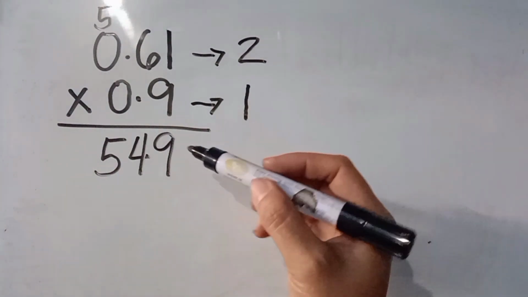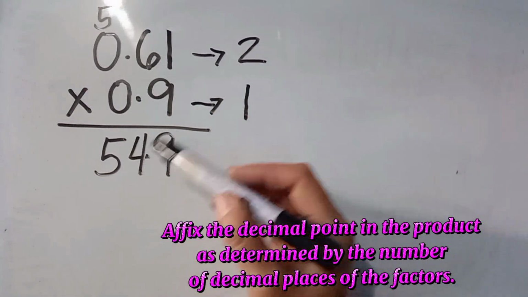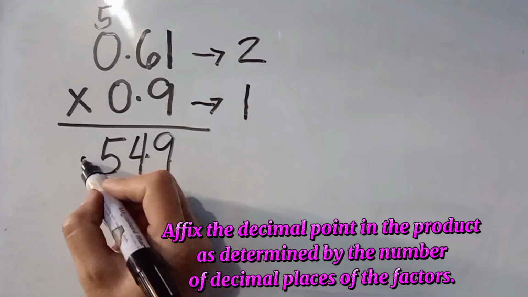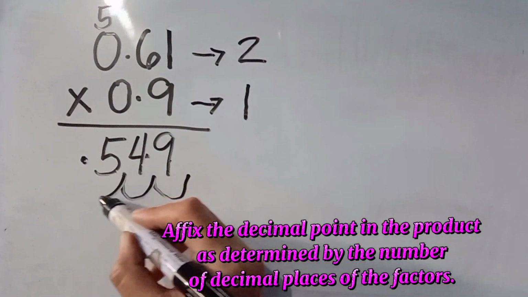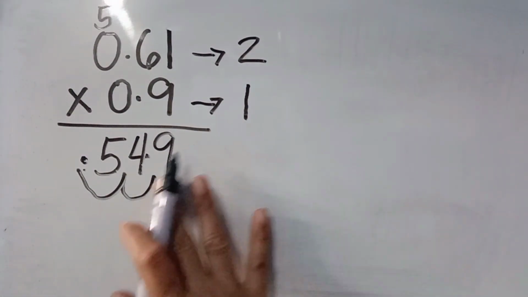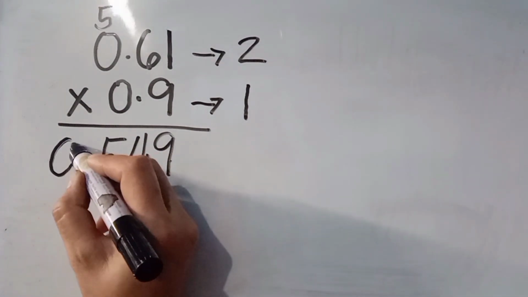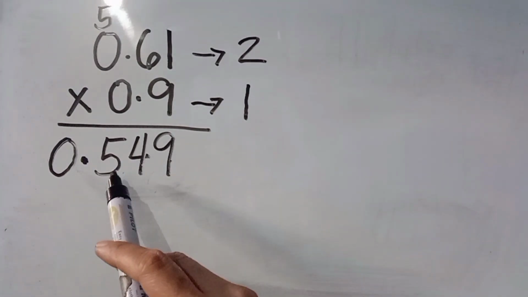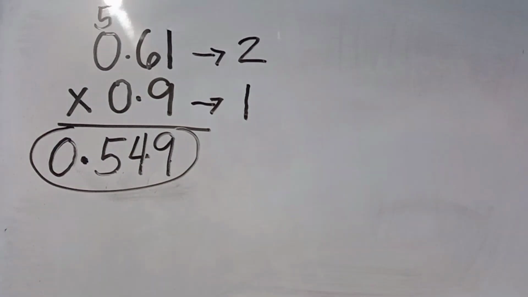So, we are just going to count 3 decimal places from the right to the left. So, 1, 2, 3. So, ayan po. Nandito po ang decimal point. Again, 3 decimal places. 1, 2, 3. So, ayan po ang decimal point. So, therefore, the product, okay, we are just going to put 0 there. Okay, our product is 549 thousandths. Okay?